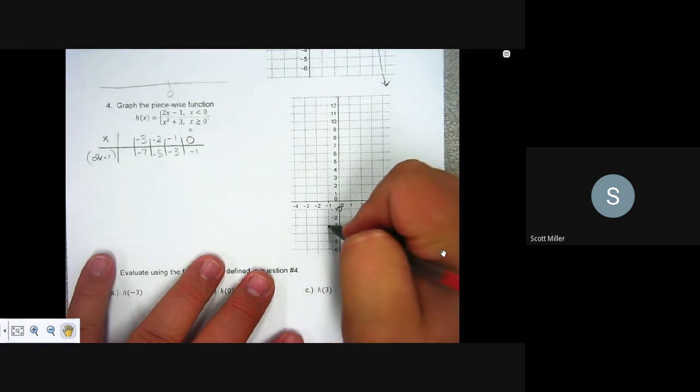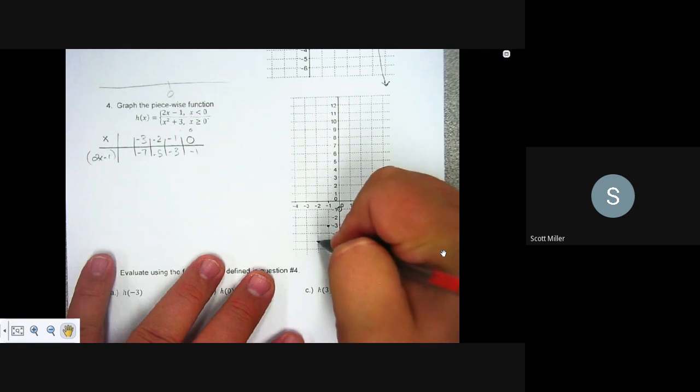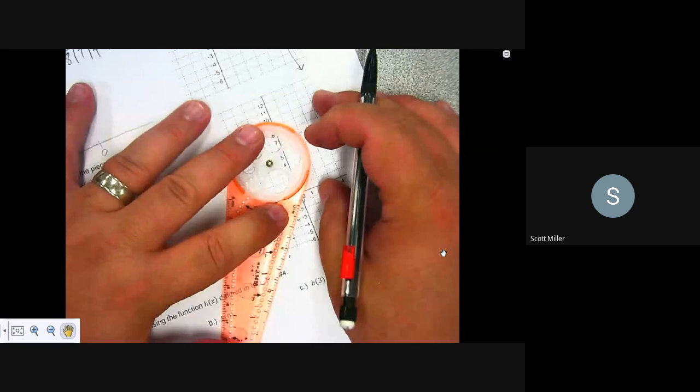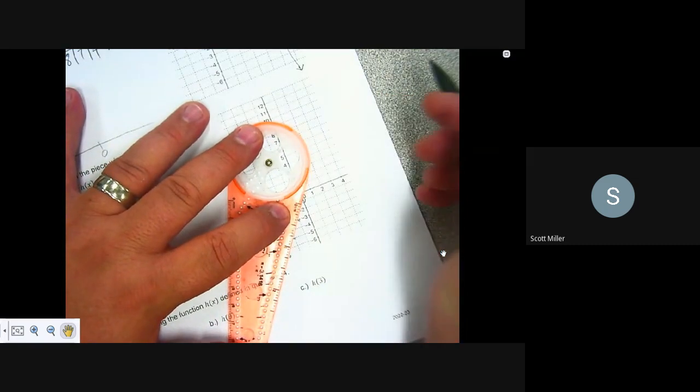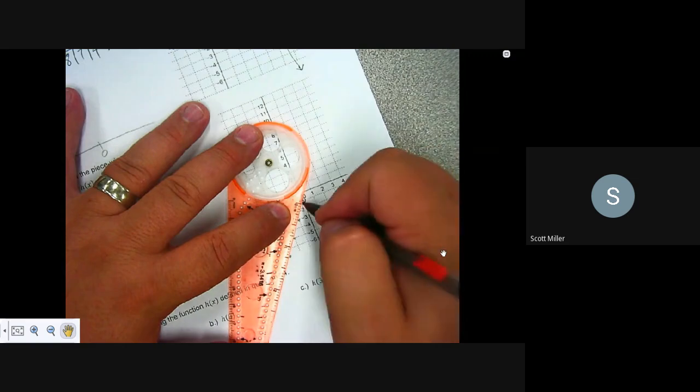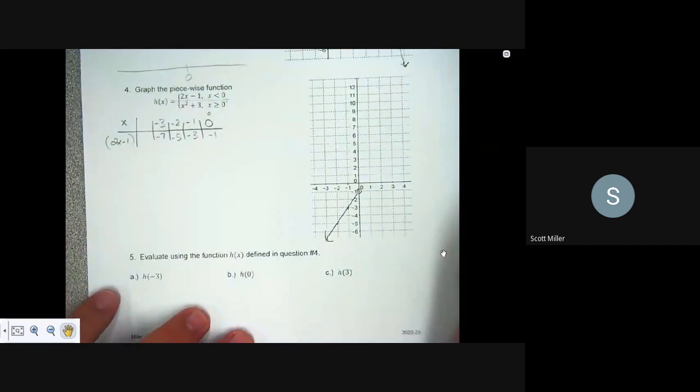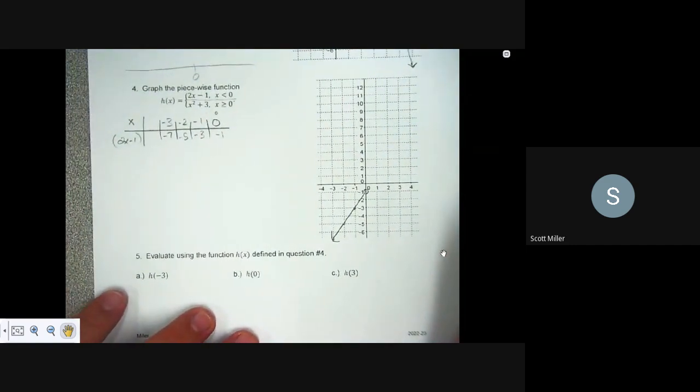Negative 1 to negative 3. Negative 2 to negative 5. Negative 3 is off my picture here, but it's basically right there. Draw your straight edge. Draw that out. From here onward, and an arrow in that direction because it goes on forever. That is the first piece.